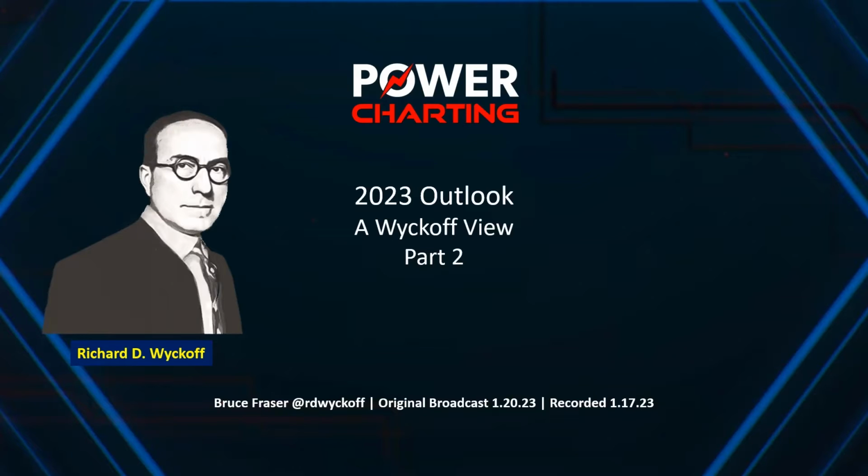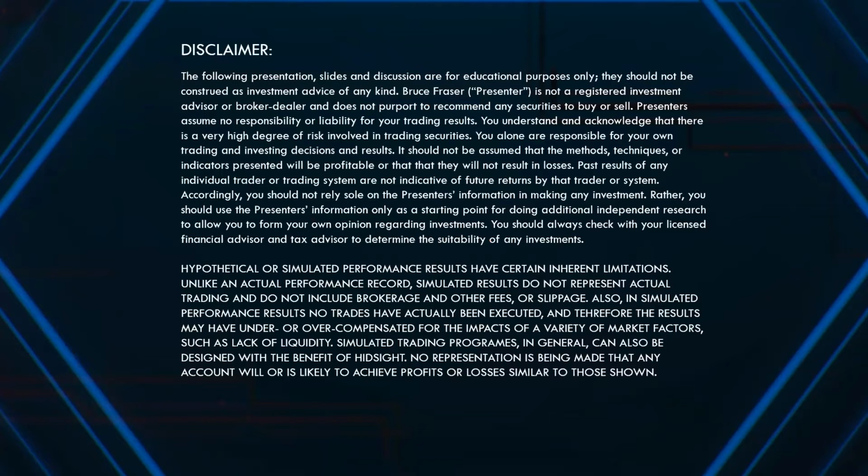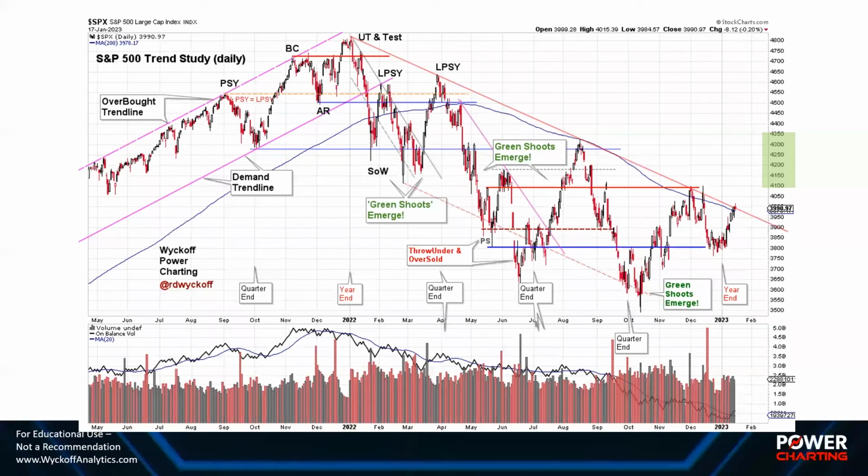We are going to continue our discussion from last week where we talked about a 2023 outlook, the Wyckoff view, part 2. So with that, let's get started. This chart is the S&P 500 going back to the top that was made at the end of 2021. You've seen this chart many times. It's got lots of annotation on it. This is a working chart, a study chart. I encourage you to screen capture it, study it, put your own notes on it.